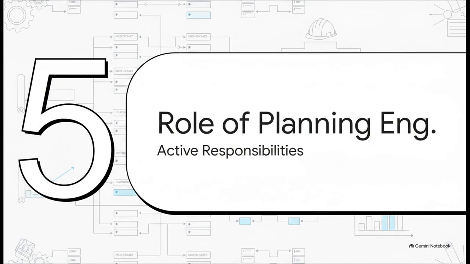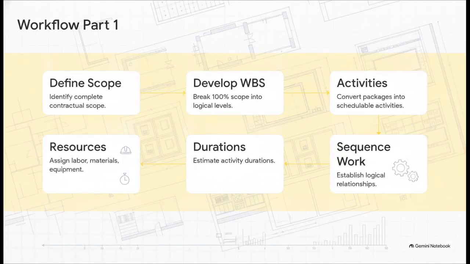Which brings us to our final section, the active, highly crucial role of the planning engineer in managing this ecosystem. The planning engineer's workflow is typically a 12-step process. In the first half, you're really laying the foundation. You define that 100% scope, develop your WBS, and convert those work packages into actionable activities. Then, you sequence everything logically, estimate your durations, and assign the necessary labor, materials, and equipment. And by the way, this is exactly the data you're plugging into scheduling software like Primavera P6 or MS Project.